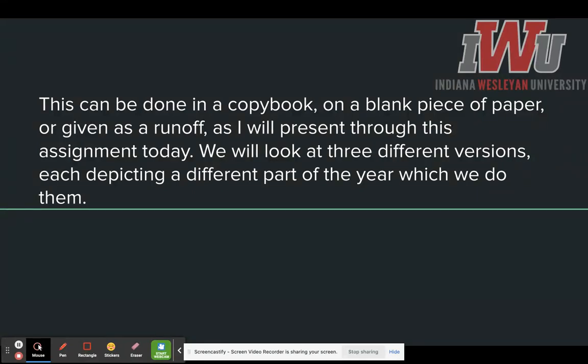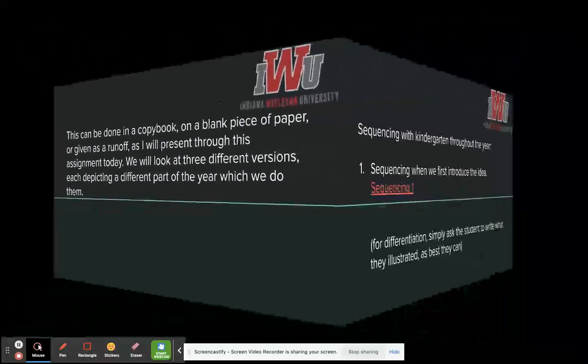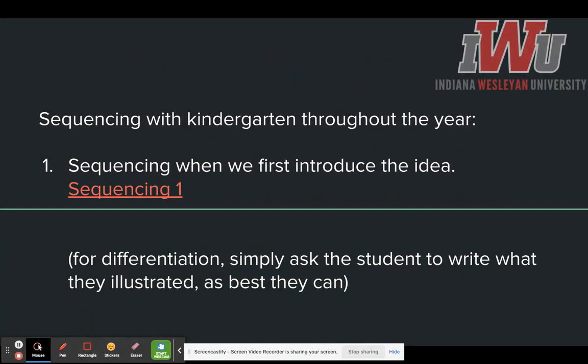The tool that we're going to use today can be done in a copybook, it could be done on a blank piece of paper, or it can be given as a runoff, as I'll present it through this assignment today. We're going to look at three different but very similar versions of this sequencing model. They each depict a different part of the year which we would do them. So we're looking at a literacy instructional tool that we would use in kindergarten.